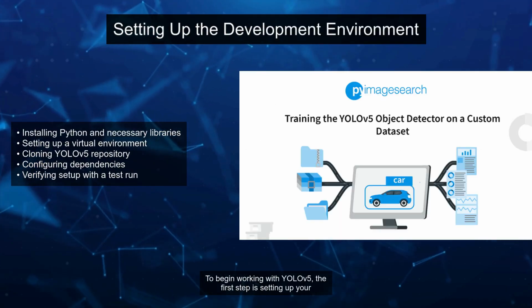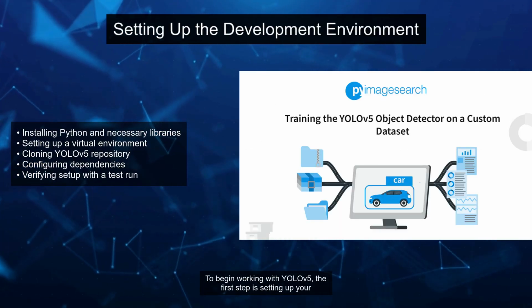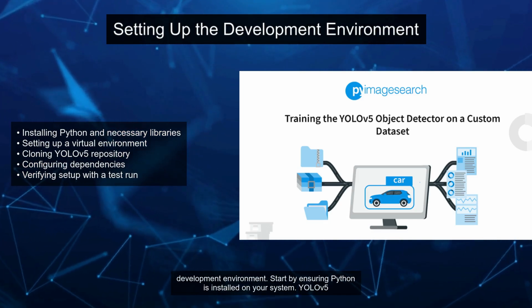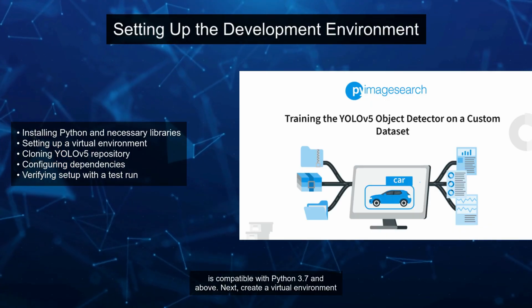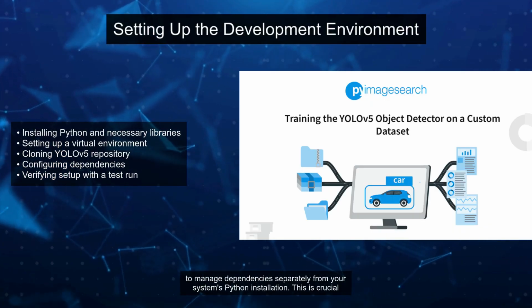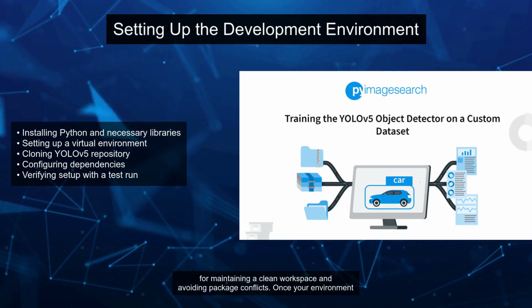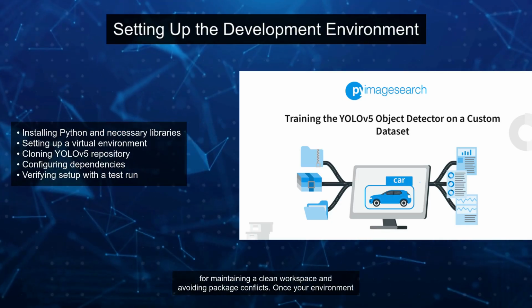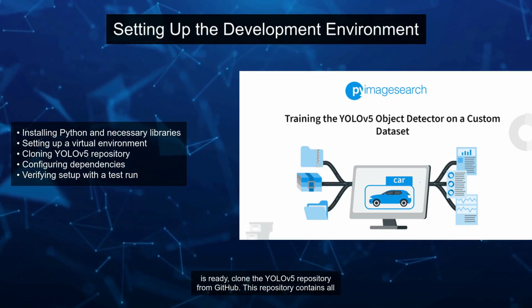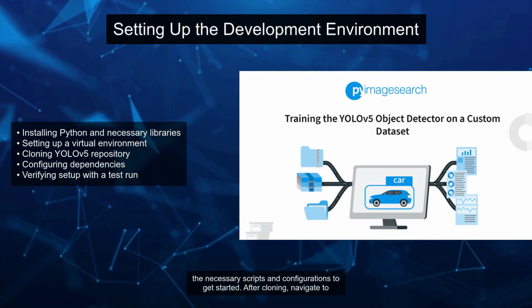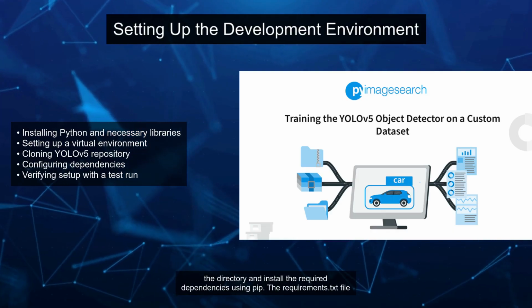To begin working with YOLOv5, the first step is setting up your development environment. Start by ensuring Python is installed on your system. YOLOv5 is compatible with Python 3.7 and above. Next, create a virtual environment to manage dependencies separately from your system's Python installation. This is crucial for maintaining a clean workspace and avoiding package conflicts. Once your environment is ready, clone the YOLOv5 repository from GitHub. This repository contains all the necessary scripts and configurations to get started.